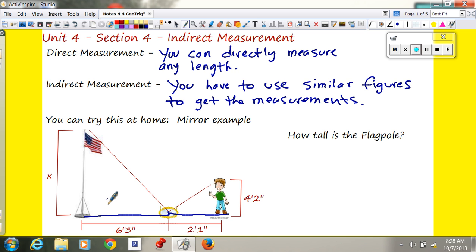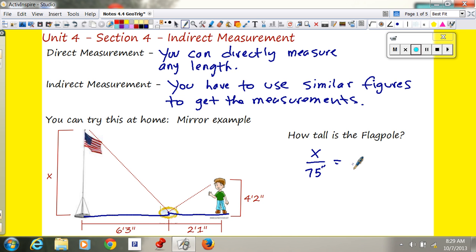What is a possible ratio I could use? Give me one possible ratio here. Give me the first fraction. Give me a fraction that will work. X over 6'3". Okay, 6'3". Should we go all inches or should we change it to decimal? Inches this time? Okay, what's 6 times 12? 72 plus 3 more? 75 inches. So let's put x over 75 inches.